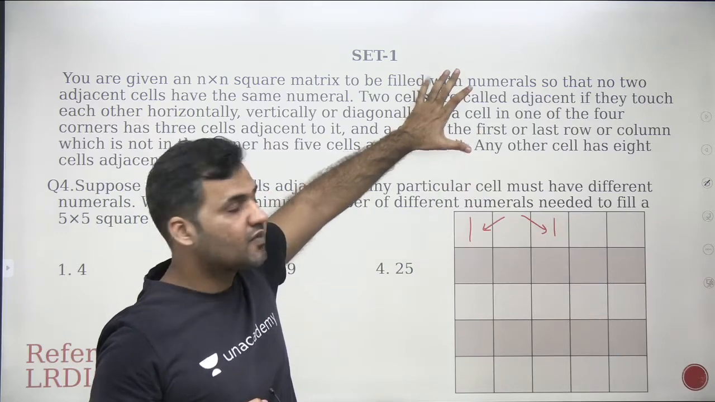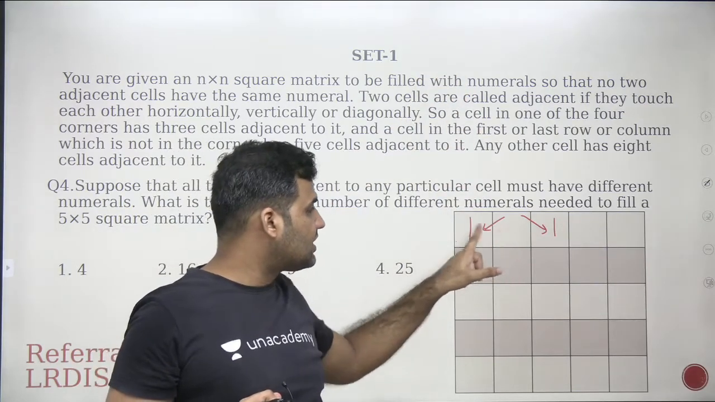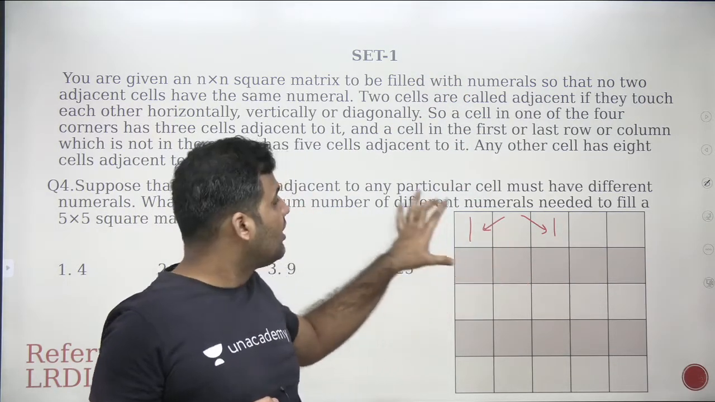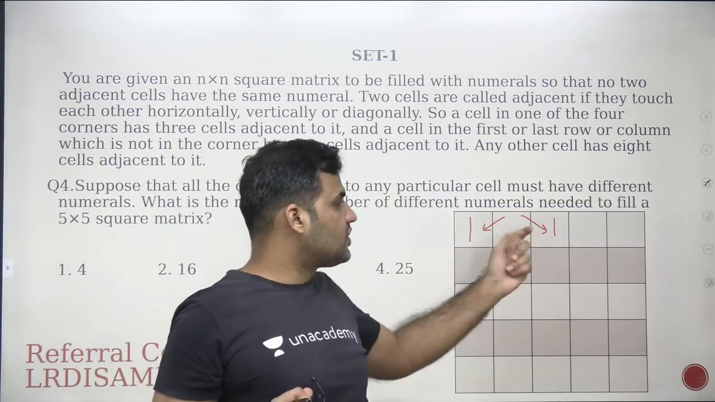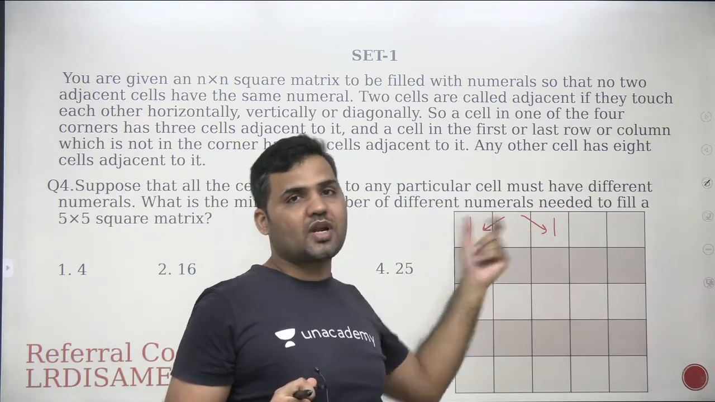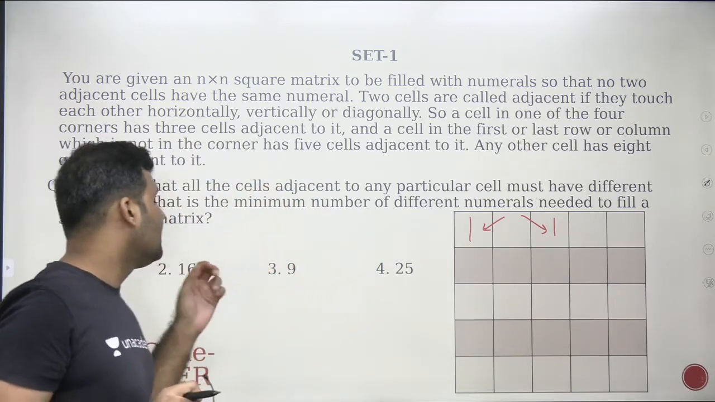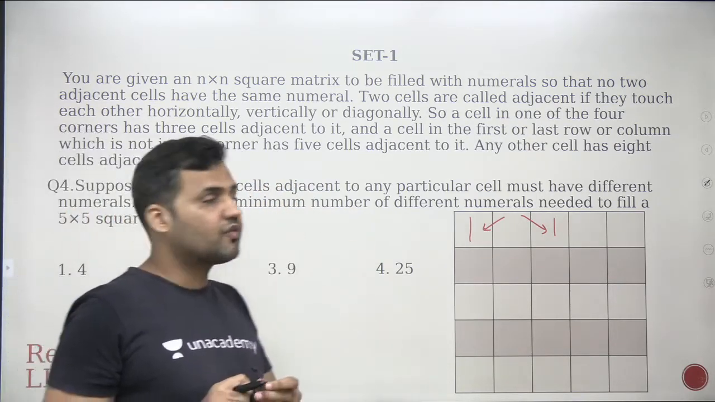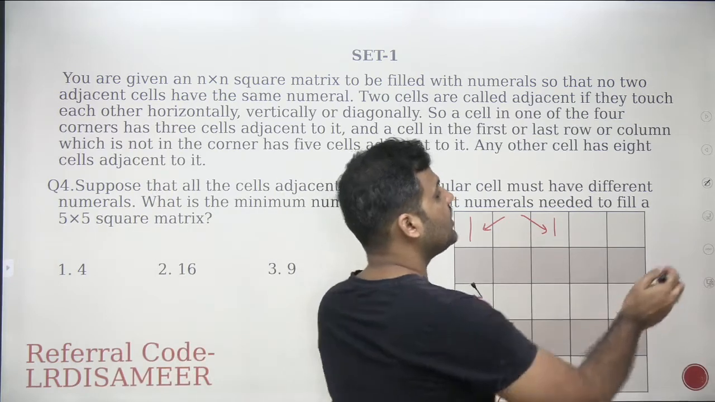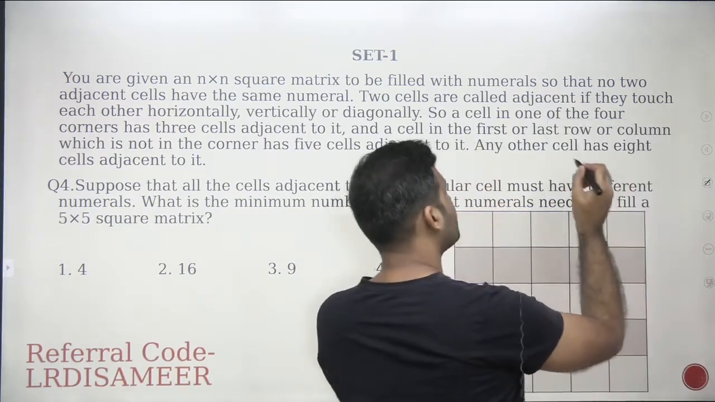As per the instruction given here, two adjacent cells should not have the same number, but here two cells which are adjacent to the same cell should not have the same number. So there's a new condition here, and now the question is asking the minimum number of digits required to fill the 5 into 5 square matrix. So where do we have to start the question from?